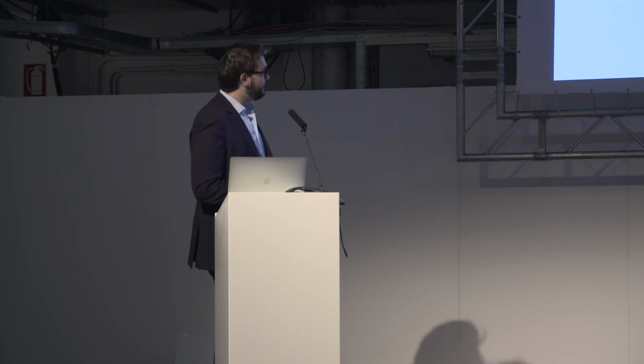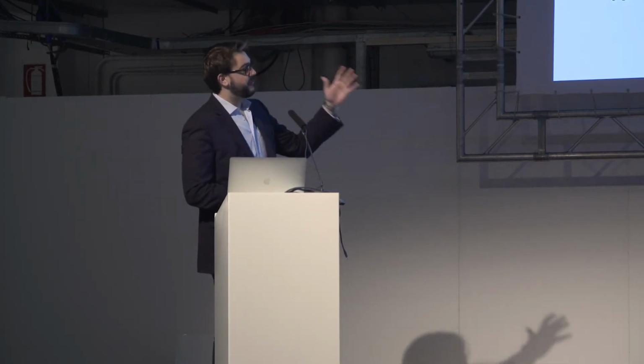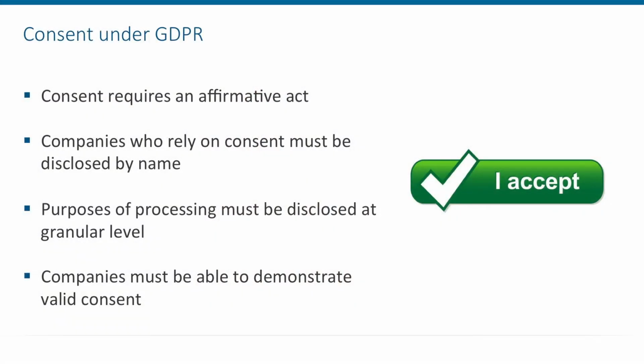And consent, of course, has pretty meaningfully changed itself. You need an affirmative act. It's no longer good enough to say, I assume you are okay with me processing this data because you haven't done anything. You need to be disclosed by name, which stems from these transparency rules, which I mentioned before. You need to disclose the exact purposes of the data processing. And again, this stems from the accountability principle, which we started out with. You need to be able to demonstrate valid consent.